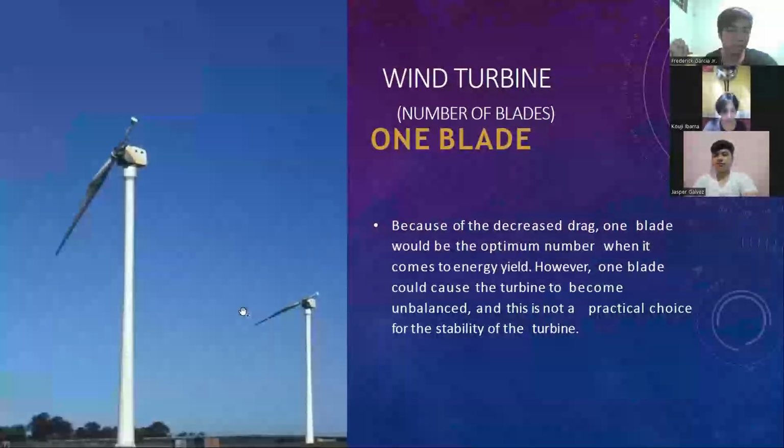Right, thank you. So now, because there's only one blade, there would be reduced drag, meaning that it would be the most efficient when it comes to energy yield. But because of the laws of physics, this would be an imbalance because there is a weight on one end, yet there is nothing on the other, making this very unwieldy and unbalanced.